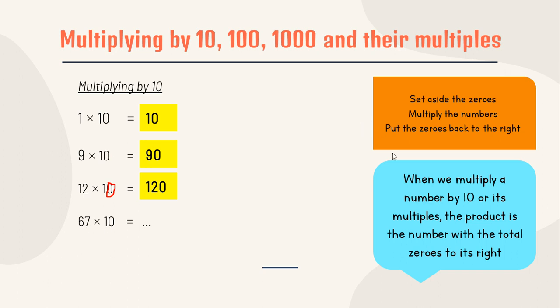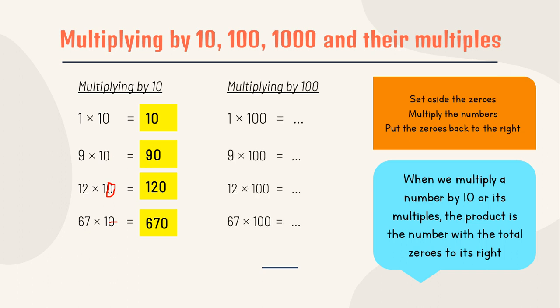67 times 10, same again. Set aside the zeros. Okay. So now what we have is 67 times 1. 67 times 1 is, of course, 67. Don't forget, every number, each number multiplied by 1 will be that number itself. 67 times 1 equals 67, and put the zeros to its right, means to the back. So what we have is 670.